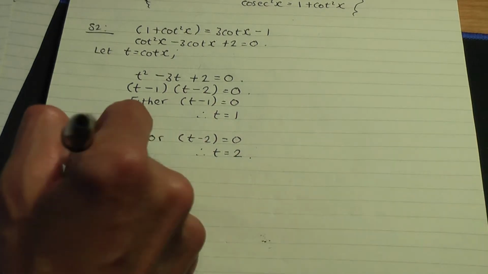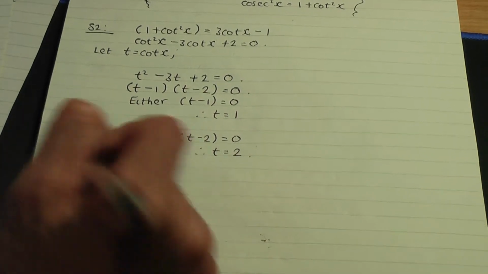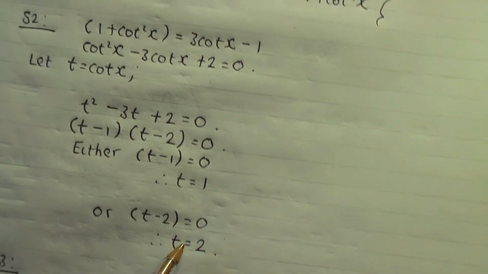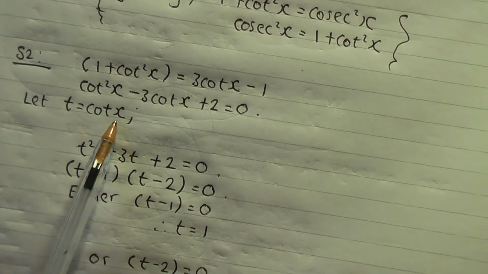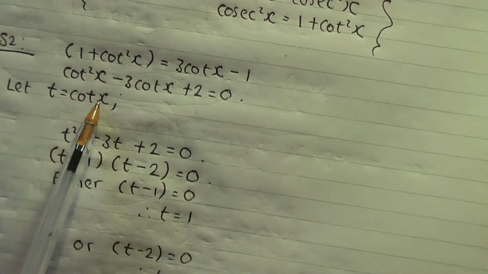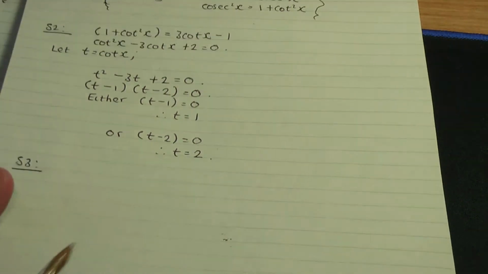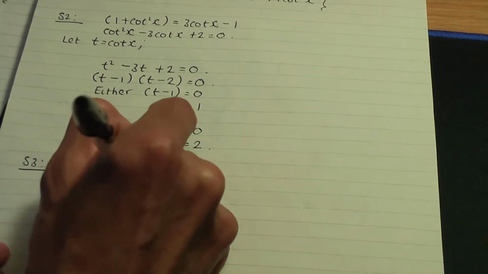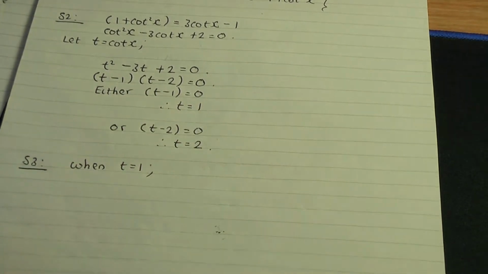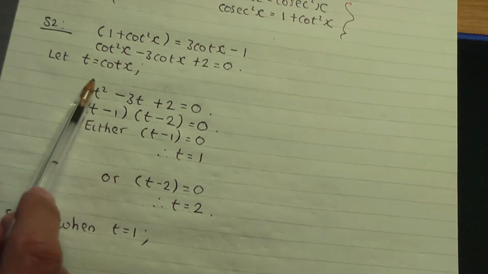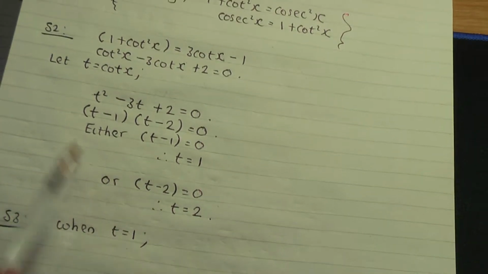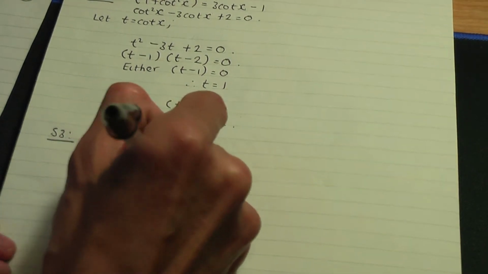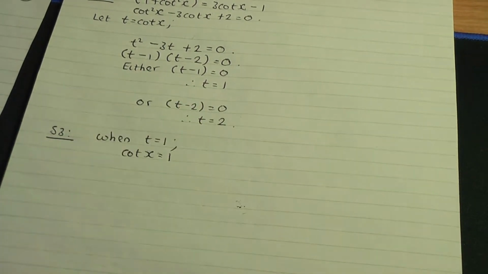Now in step number 3, remember, we need to put the two t values into our substitution, t equals cot. Let's calculate these x values. When t equals 1, remember our substitution is t equals cot, so if I put 1 for t into this equation, I end up with cot x equals 1.